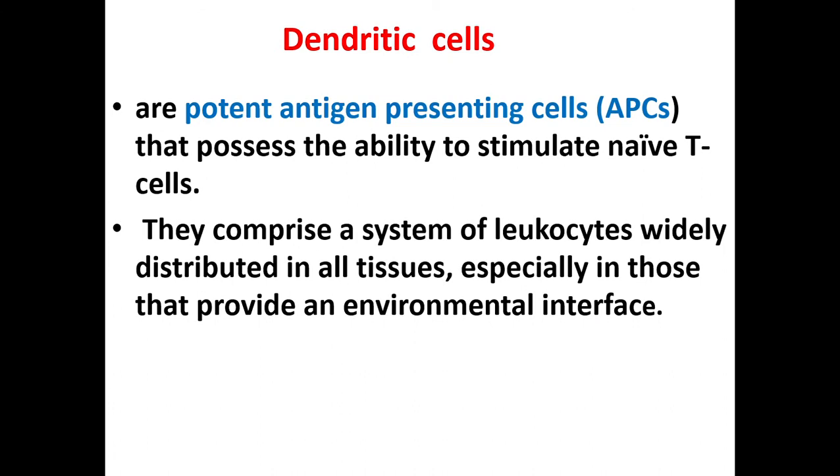As mentioned, the dendritic cells are potent antigen-presenting cells or APCs that possess the ability to stimulate naive T cells to produce many T cells. They comprise a system of leukocytes widely distributed in all tissues, especially in those that provide an environmental interface.